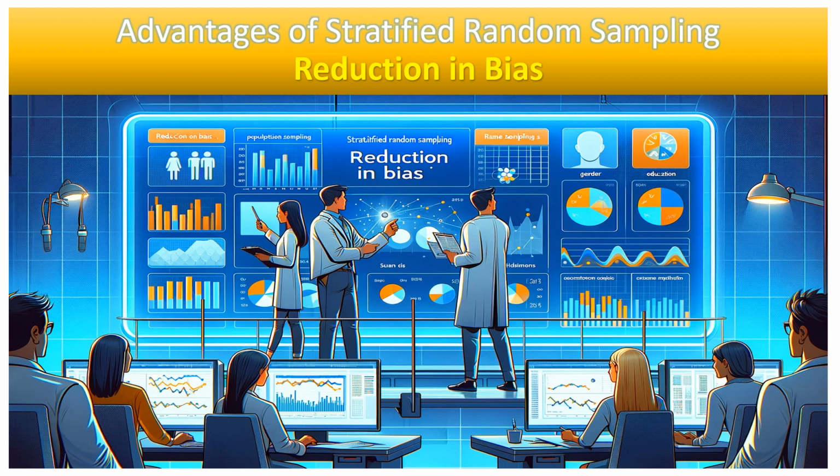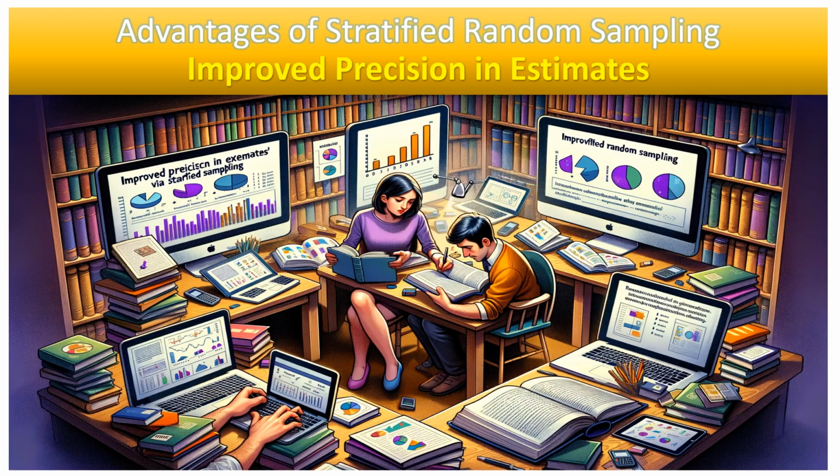Reduction in bias. This method reduces the likelihood of sampling bias. In simple random sampling, there is a chance that certain subgroups might be underrepresented or overrepresented purely by chance. Stratified random sampling, by design, includes all significant subgroups, thereby minimizing the risk and leading to a more unbiased sample.